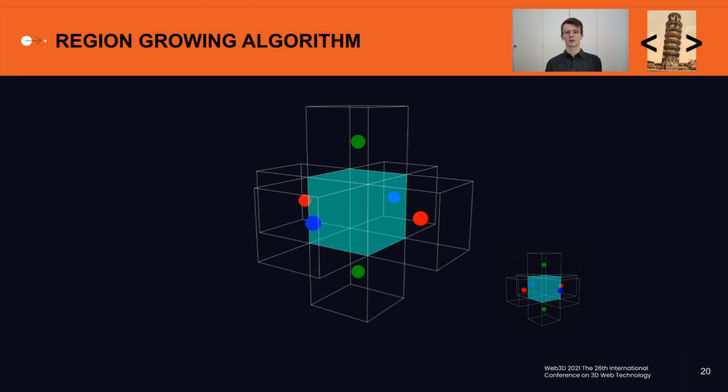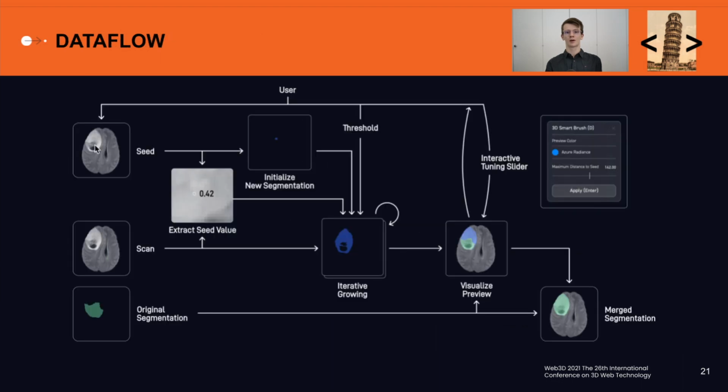Next, let's take a look at the data flow behind the whole process. The process is initiated by the user selecting a seed voxel. Based on this, an initial segmentation is created containing only that singular voxel, and the seed value is extracted from the underlying scan. In the growing phase, that initial segmentation can then iteratively grow based on the extracted seed value, the underlying scan, and the user-defined threshold.